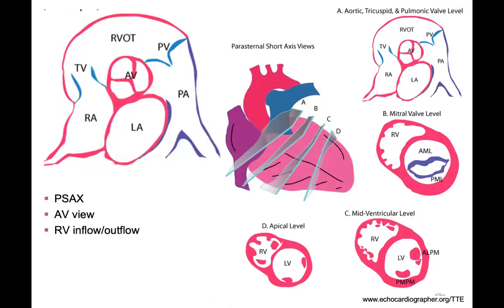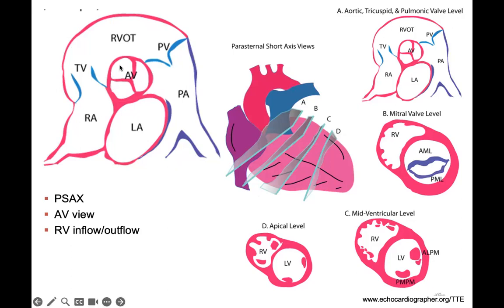This is just showing all the cuts through the short axis view of the heart. Our typical POCUS view is going to be right here between B and C, or just past the level of the mitral valve. But notice if you're up here at A, that's going to be the parasternal short axis AV view, the aortic valve view, or sometimes we call it the RV inflow outflow view.